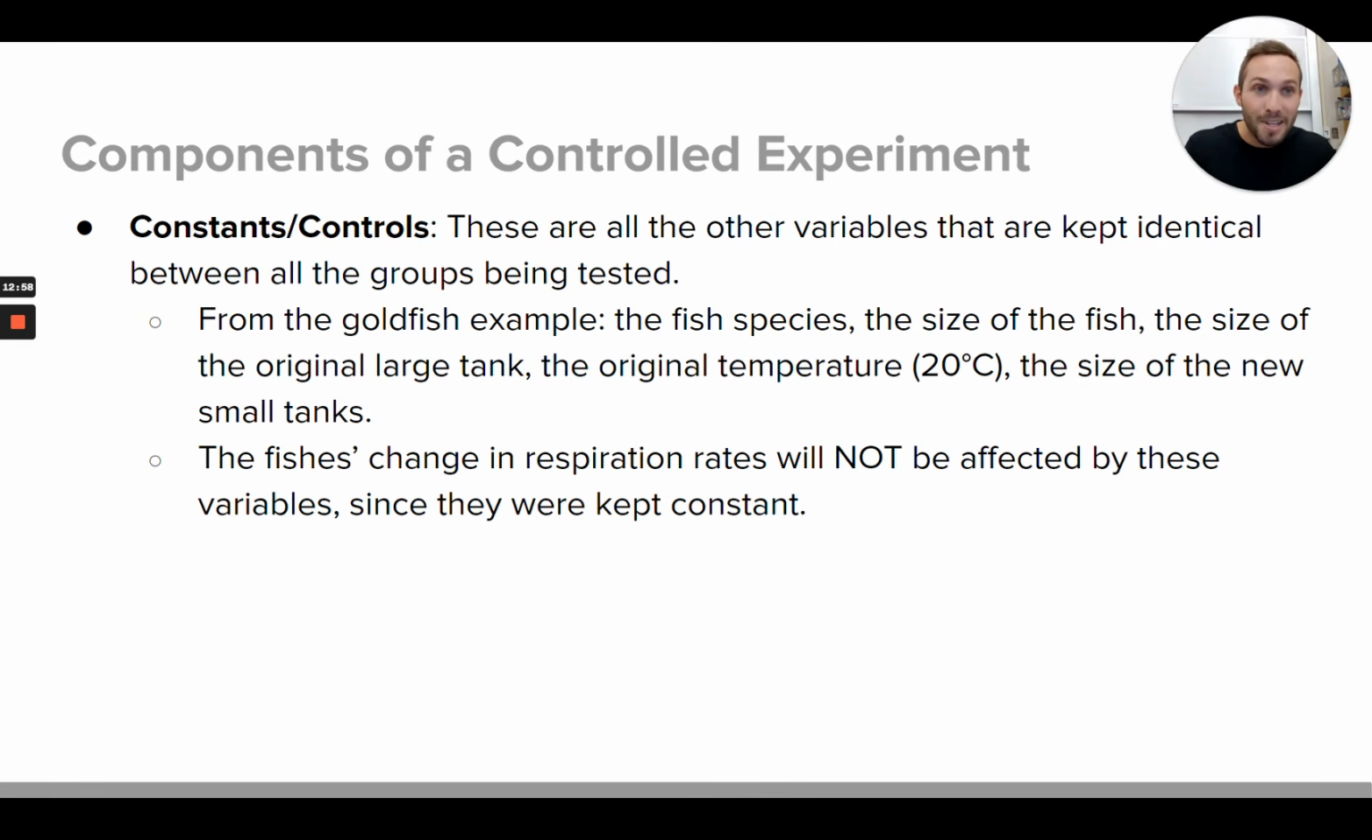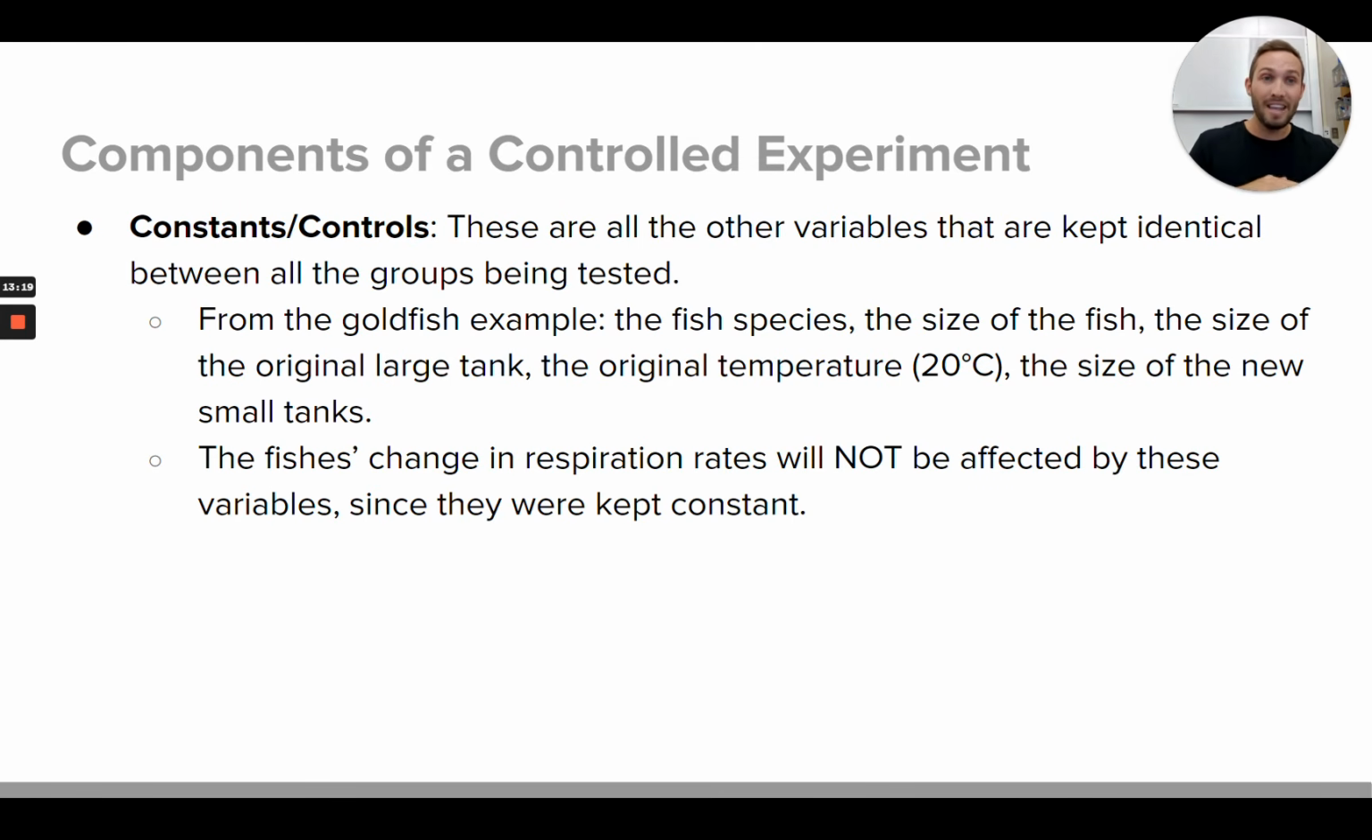The only thing that was different was the water temperature. But all these other things that I just listed, these are what we call control variables. These are things that did not change between all of my fish. These are super, super important. And if you have a really good experiment, you're usually going to have a huge, long list of control variables.